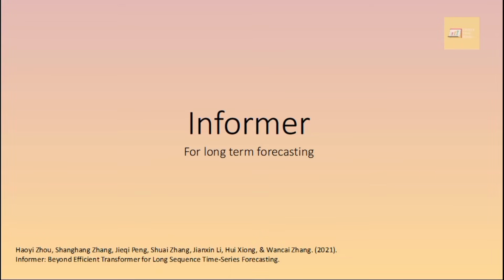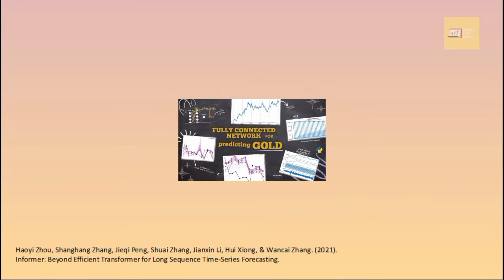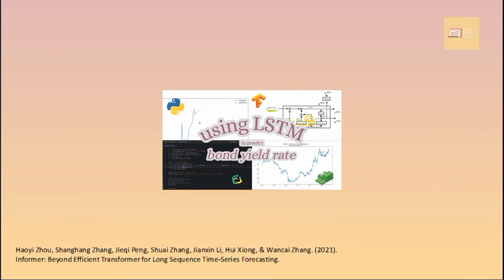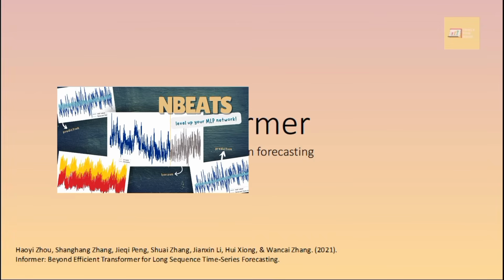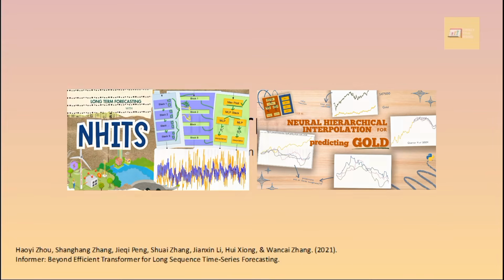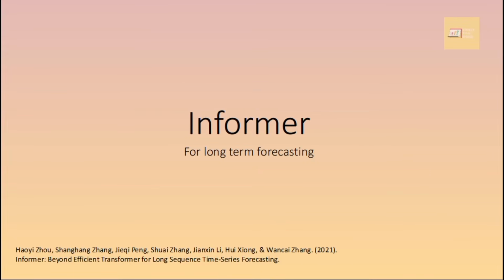So far, we have studied several neural network or deep learning models for forecasting, such as the fully connected network, then the recurrent networks such as LSTM, and the more recent ones, we studied NBEATS, NBEATSx, and NHITS. In this video, we're going to study another type of deep learning that is transformer-based. So we're going to study a transformer-based model for long-term forecasting, and it's called Informer.